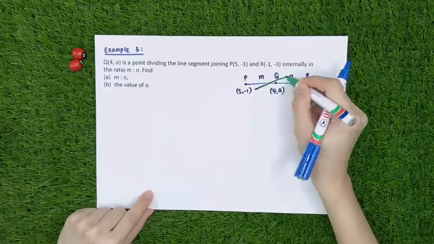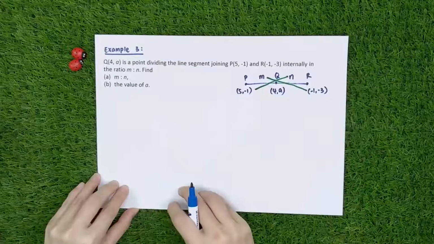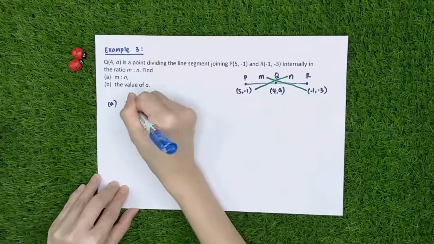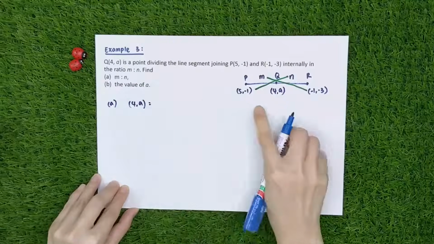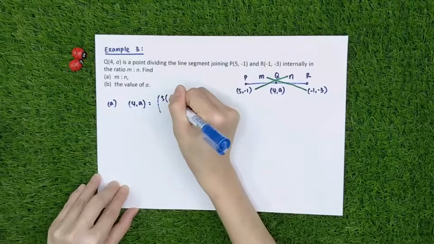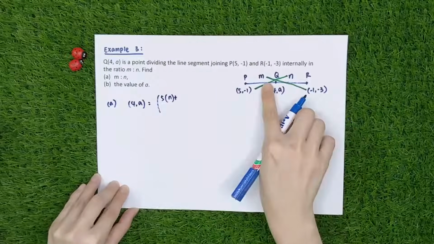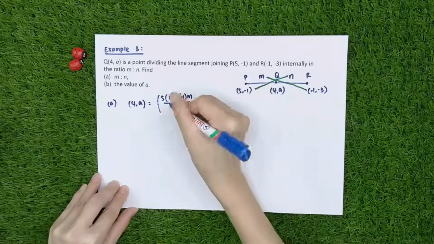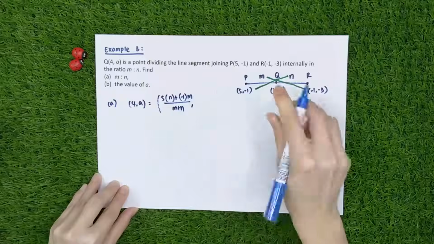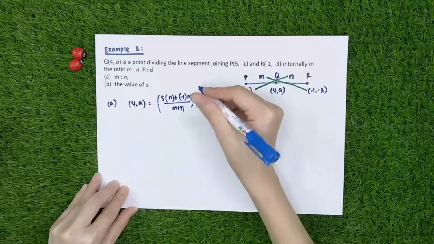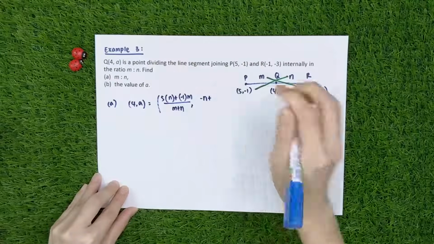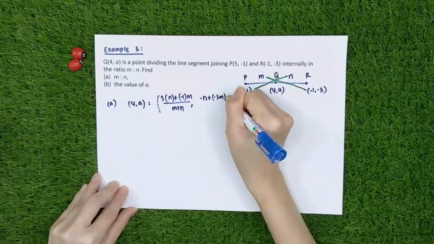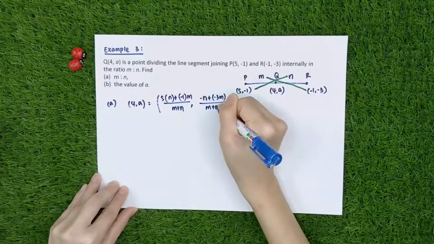I will draw the cross here. And I will start with the same method, okay? So the coordinate Q (4, a) is equal to (5 times n plus negative 1 times m) over (m plus n), and (negative 1 times n, which is negative n, plus negative 3 times m, which is negative 3m) over (m plus n).